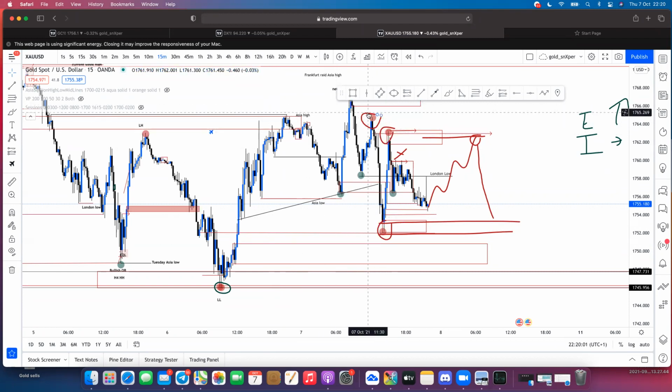Has it broken structure here? From there? Has it broken that previous structure? No, it hasn't. So how can this be the block you focus in on? Yeah, it's broken on a lower time frame, right? But that's not the external structure of this internal leg. You guys follow me so far?